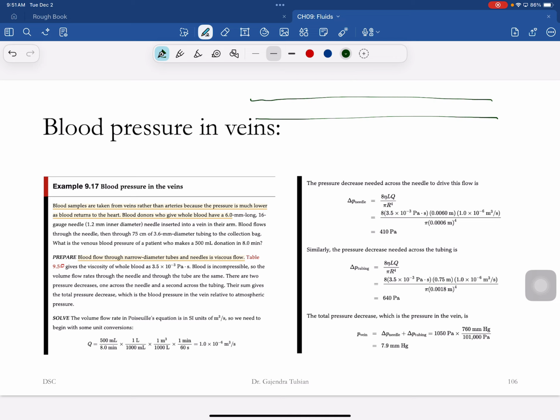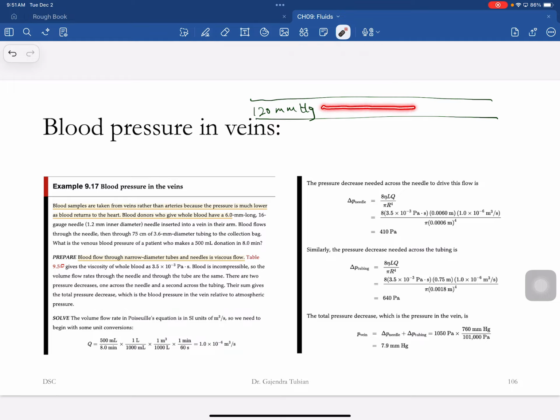I'm going to draw a simple diagram. So this is the heart. This is the aorta starting at the heart. When the ventricle compresses, it maintains a pressure of 120 millimeters of mercury. That's the systolic pressure. And we'll talk about this.